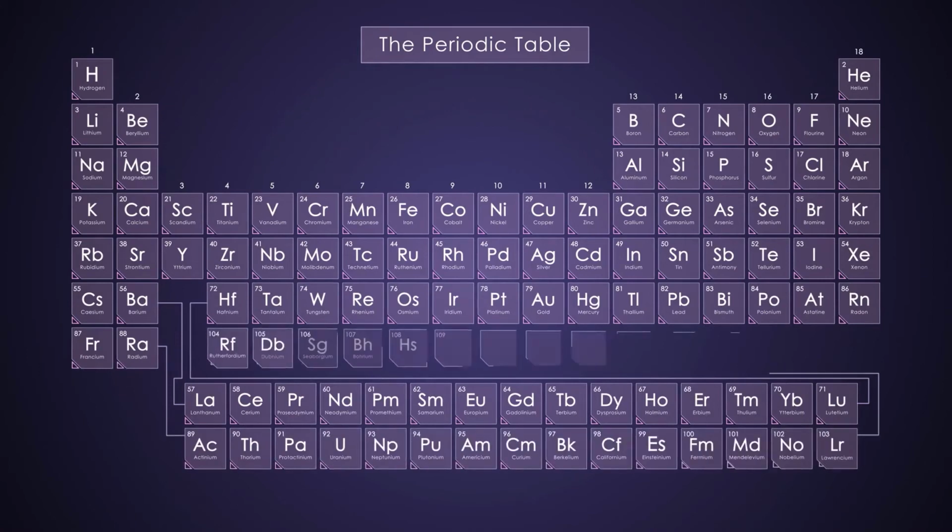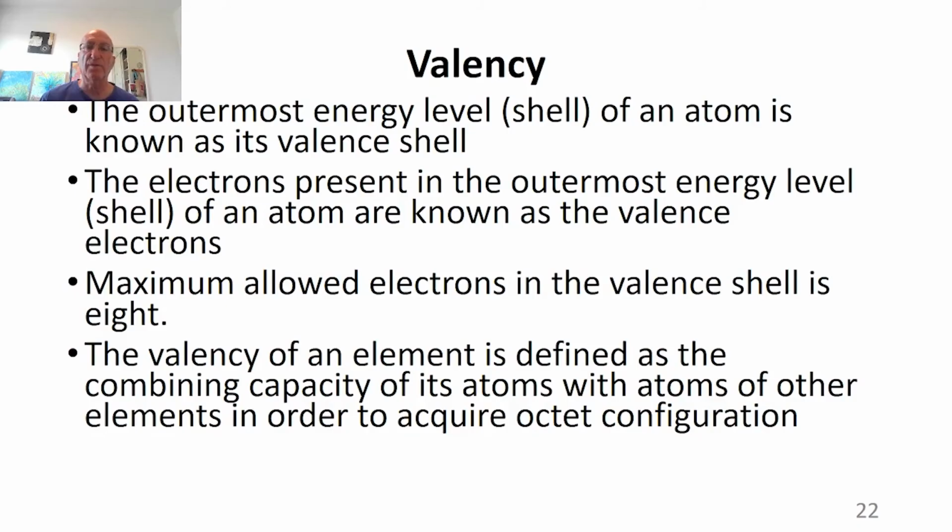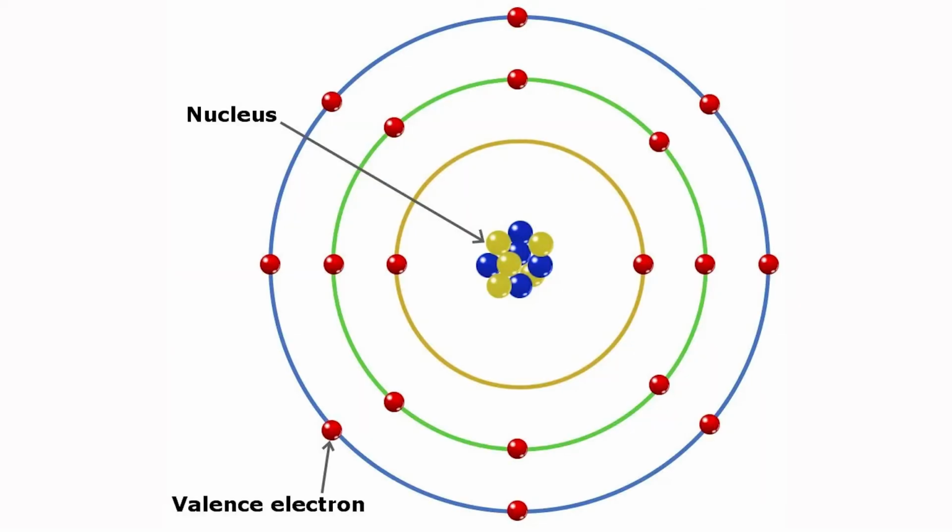The outermost energy level, which is also called shell, of an atom is known as its valence shell. The electrons present in the outermost energy level of an atom are known as the valence electrons. Maximum allowed electrons in the valence shell is 8. Maximum 8 electrons are allowed in the valence shell, which is the outermost energy level.